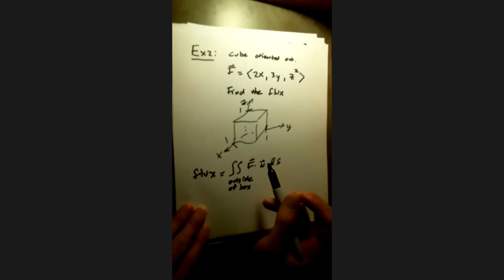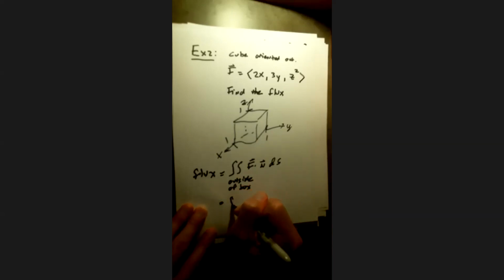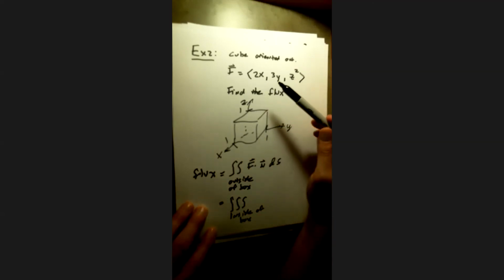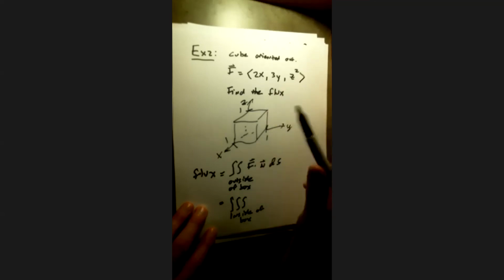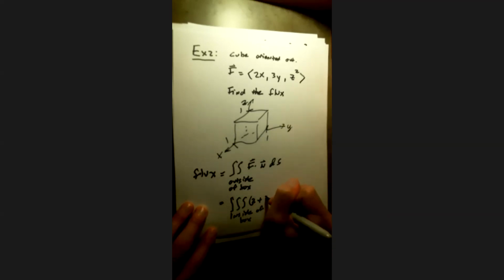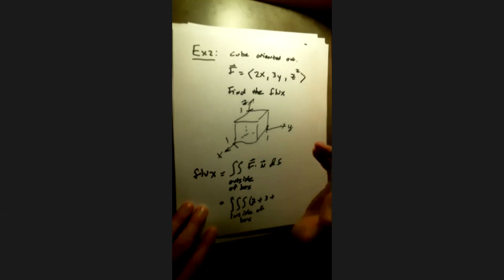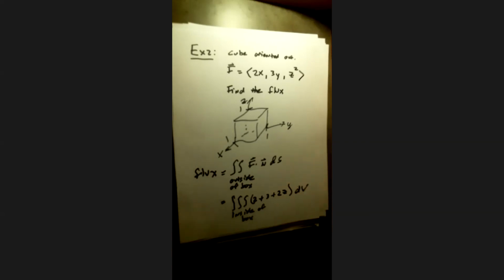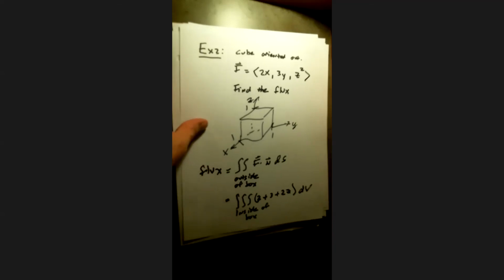But good news, this is a closed surface. We can use the divergence theorem. This will be the triple integral across the inside of the box, or the volume of the box, of the divergence of this thing. So that would be the partial with respect to x of 2x, plus the partial with respect to y of 3y, plus the partial with respect to z of z squared, 2z, and this will be dV. Questions so far? Very good.